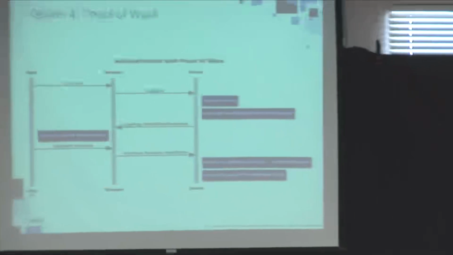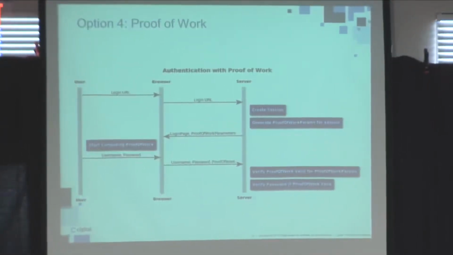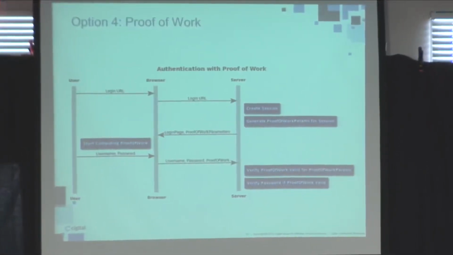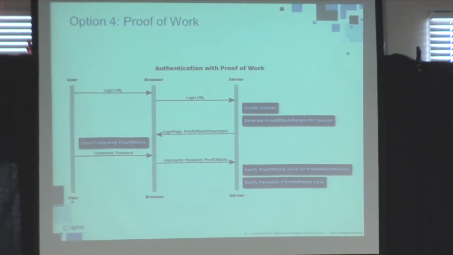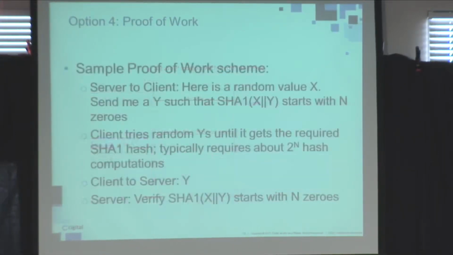What about using a proof of work scheme? Does anybody know what proof of work is? So let's take a look at the actual idea behind proof of work. So this is sort of a straightforward proof of work scheme where the server says to the client, here's a random value x, give me another value y, such that the SHA-1 hash of x concatenated with y starts with a certain number of zeros.